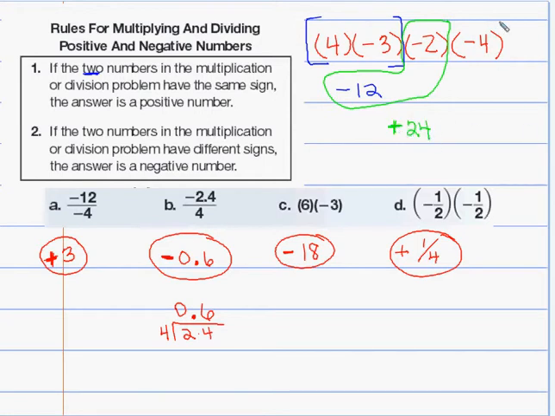Okay, so the last time now I need to group that with the negative 4. Negative 4 times positive 24. My signs are different, so my answer will be negative. And 4 times 4 is 16, so carry the 1. 4 times 2 is 8, plus the 1 is 9. Negative 96 is my answer.